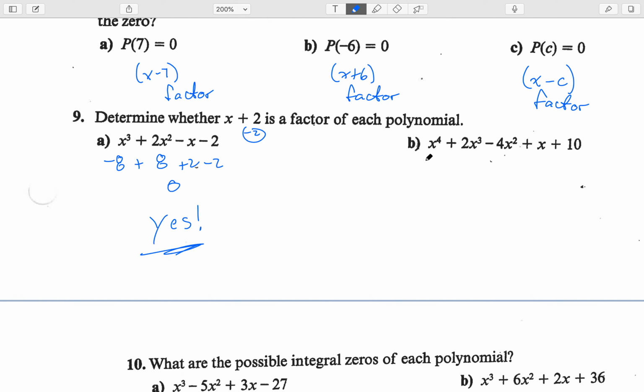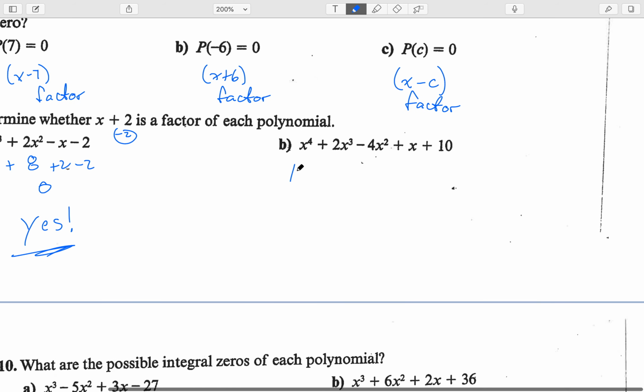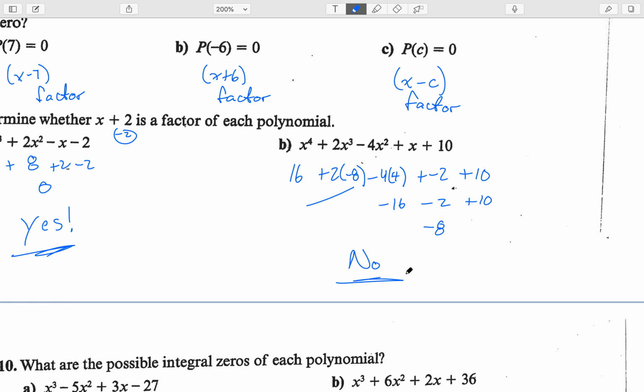Let's take negative 2 and plug it into here. I bet you this one doesn't work. Let's see. 16 plus 2 times negative 8 minus 4 times 2 squared is going to be 4 plus negative 2 plus 10. So what do we get? We get 16 minus 16. Those are gone. So I got minus 16 minus 2 plus 10, which is minus 8. This is negative 8, which means no, it is not a factor. So it doesn't matter what this number is. As long as it's not 0, that means there is a remainder.